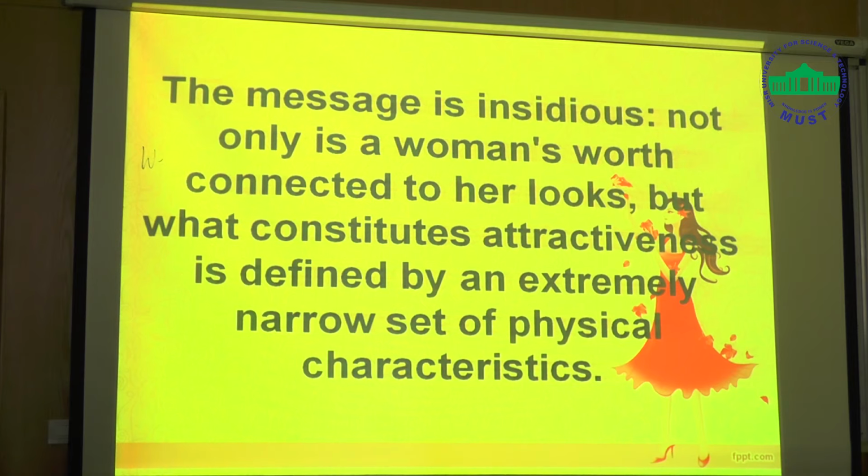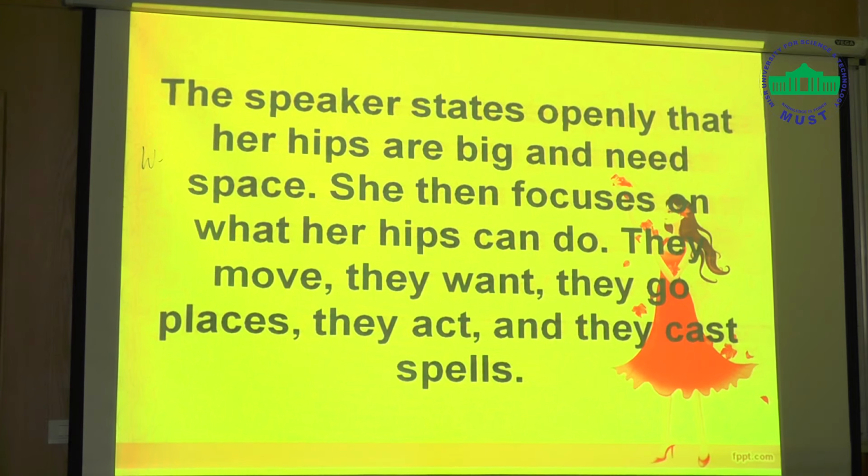The message is craftily dramatized. The whole poem offers a deep insight of redefinition of beauty. Redefinition of beauty. Not to be narrow-minded about physical characteristics. Big hips need big space, big freedom to act, to work, to emphasize identities.